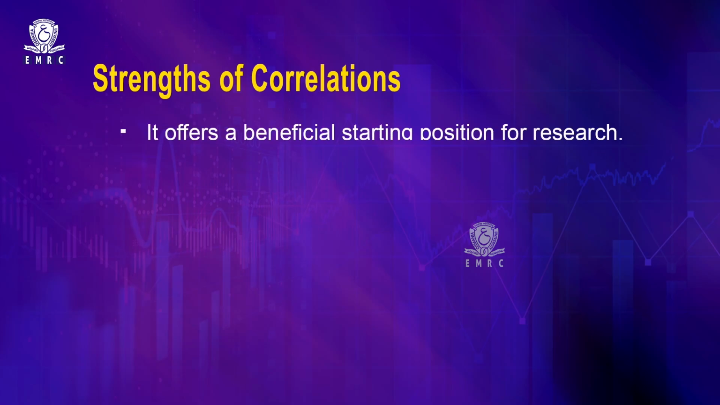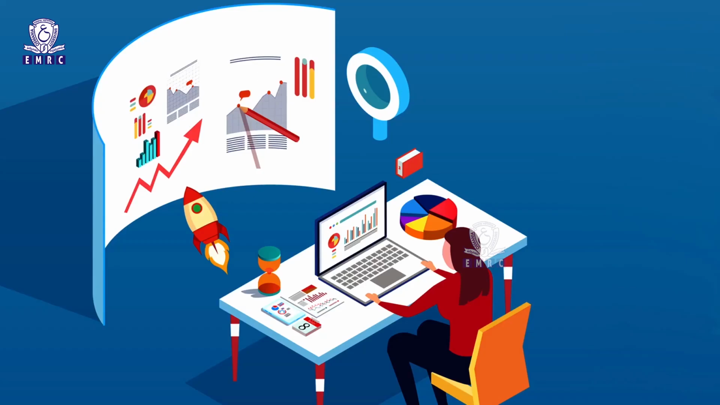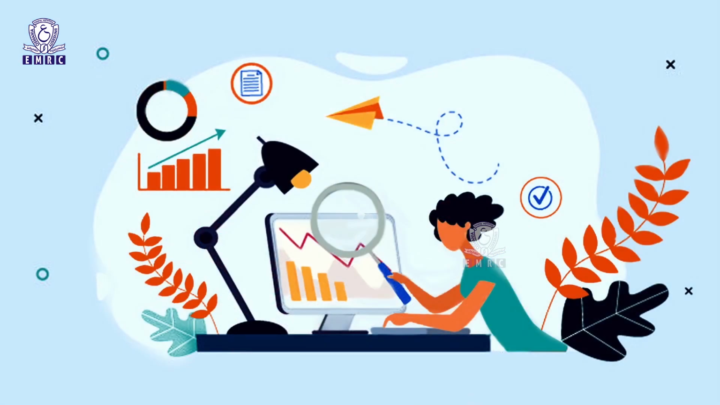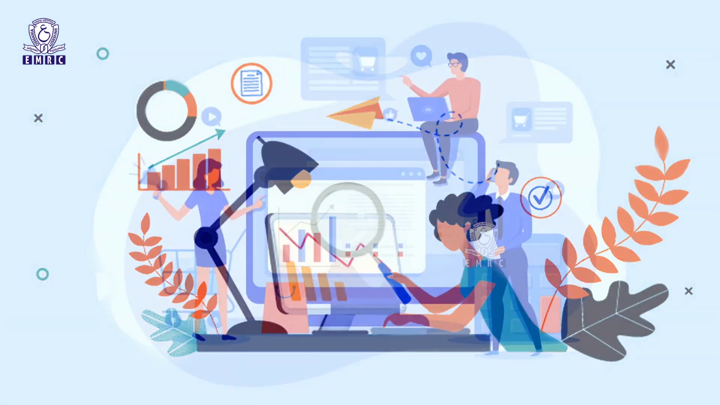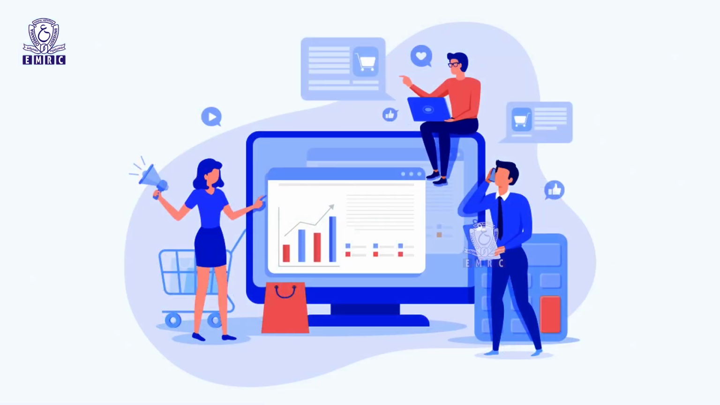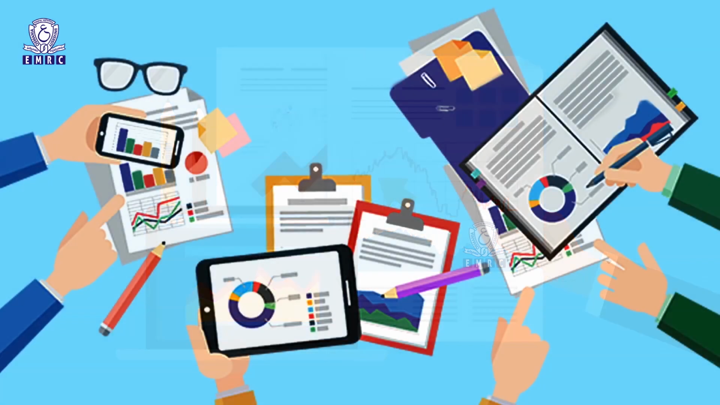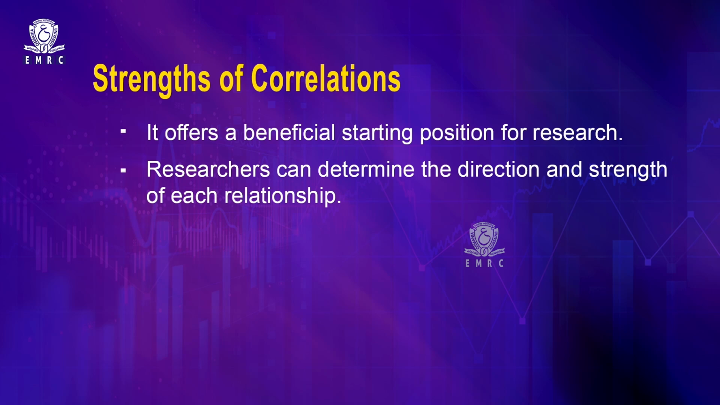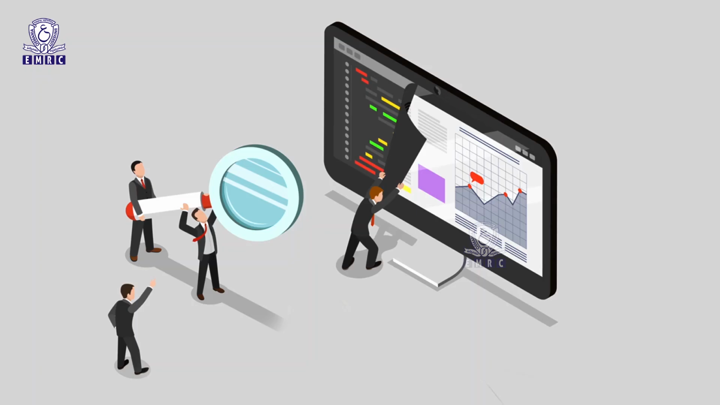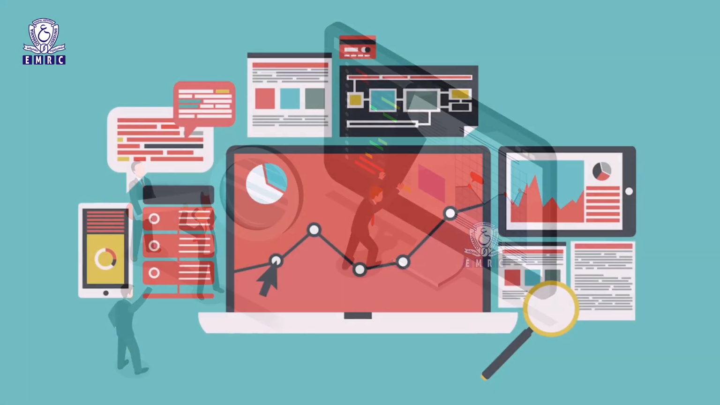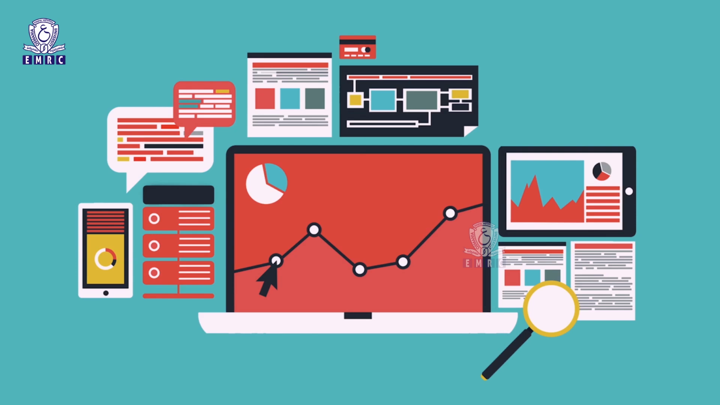It offers a beneficial starting position for research. When a correlational research study begins to look at specific relationships or phenomena to see if connections are present, the variables provide an excellent starting position to begin the review. Each variable creates a unique data set that can work in several different ways with known and unknown relationships. Researchers can determine the direction and strength of each relationship. This advantage makes it possible to narrow the findings in future studies as needed to determine causation experimentally as required.